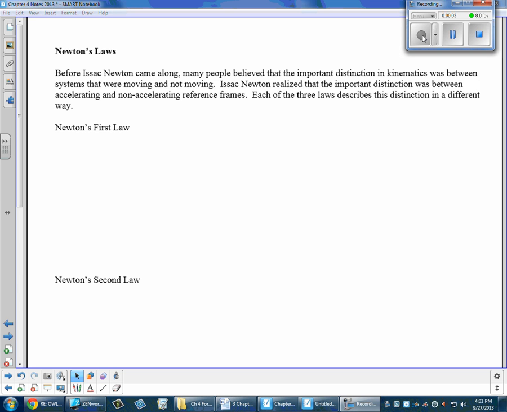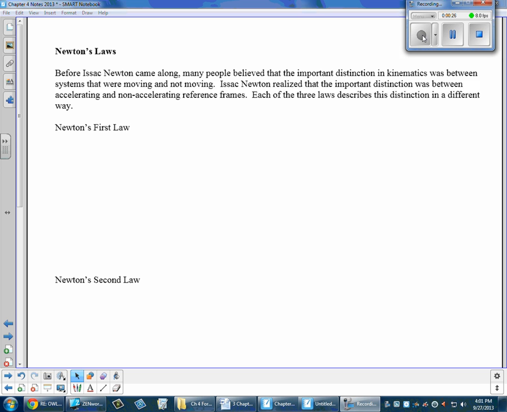In this podcast, we'll start by looking at Newton's laws. Before Isaac Newton came along, many people believed that the important distinction in kinematics was between systems that were moving and not moving. Isaac Newton realized that the important distinction was between accelerating and non-accelerating reference frames. Each of the three laws describes this distinction in a different way.